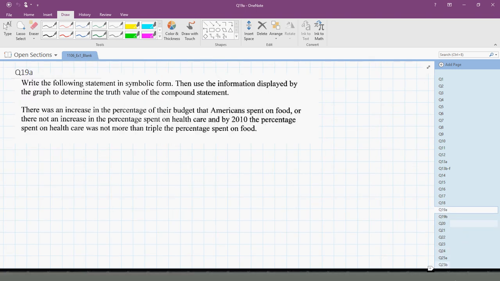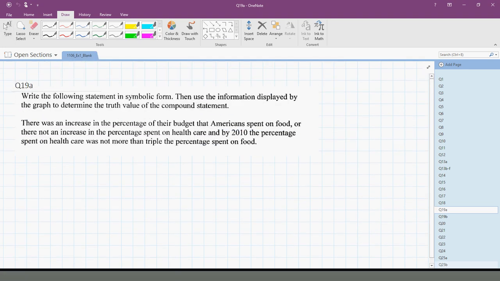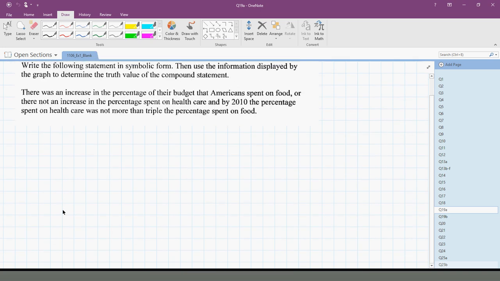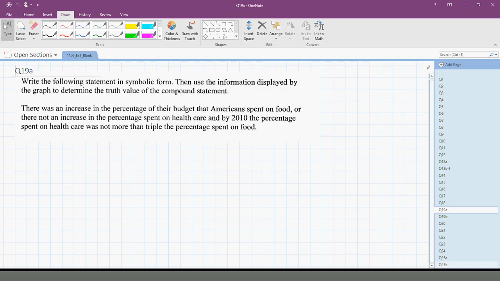All right, number 19. Okay, so for number 19, there is a picture that should have been displayed up here, and I don't see it. So that's okay. We'll work through this piece by piece. The first thing you need to do on number 19 is turn this giant sentence right here into symbols. So we need to turn this giant statement right here into symbols. So we're going to go through.